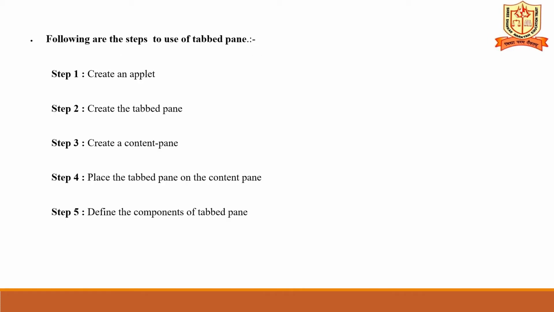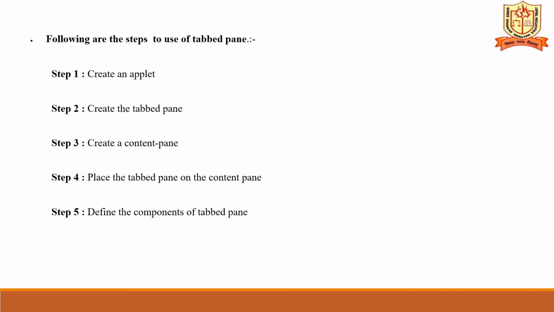Following are the steps to use tab pane. The first step is create an applet. Suppose you want to add the tab pane to the applet, create the applet. If you want to add the tab pane to the frame, create the frame. And next, second step, create the tab pane object.